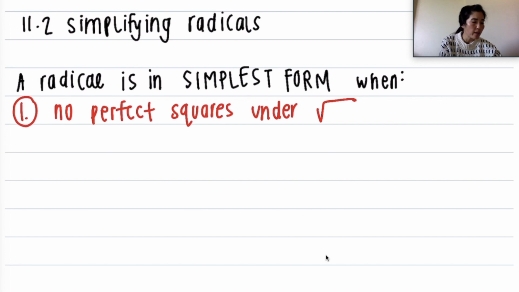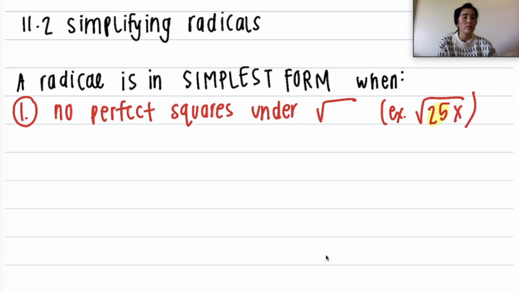For example, if we had something that looked like this, the square root of 25x, we know that we could take the square root of 25 and simplify that. So we want to make sure that we are watching for that. So it is going to be important to remember what perfect squares are.